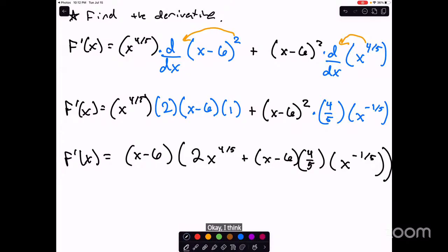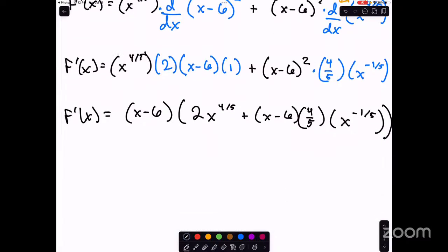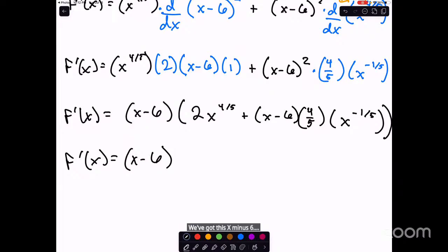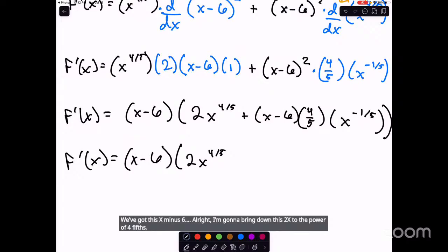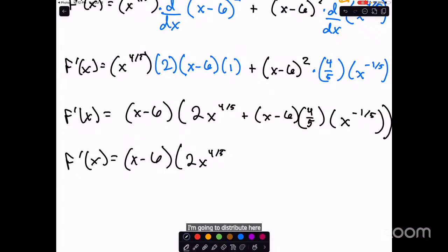Okay, I think I'm just going to expand it out. Did I miss anything? That move to the front, that move to the front. We got our 2 times that. Okay, I'm just going to try to simplify it down some. We got this x minus 6. I'm going to bring down this 2x to the power of 4/5. I'm going to distribute here.